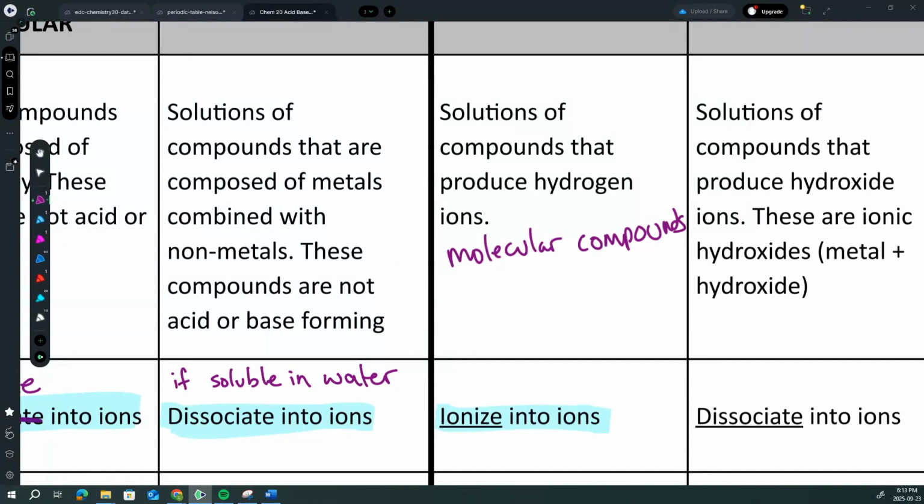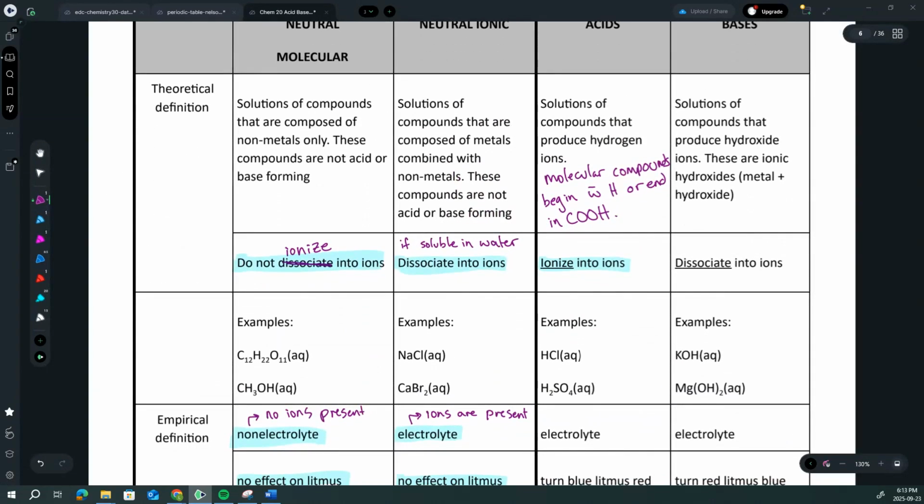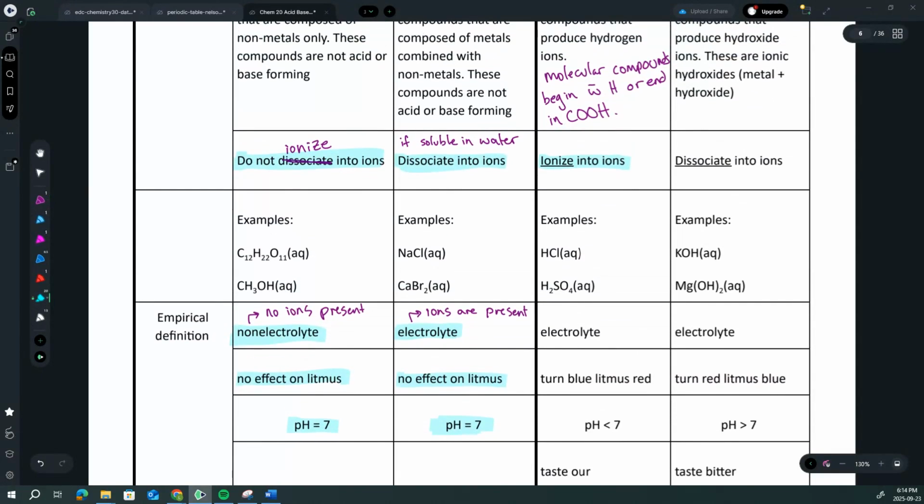And how we can identify them is they begin with hydrogen or end in COOH. Okay, so for our examples, we have hydrochloric acid and sulfuric acid. Both of those begin with H. That's how you know that they are acids.